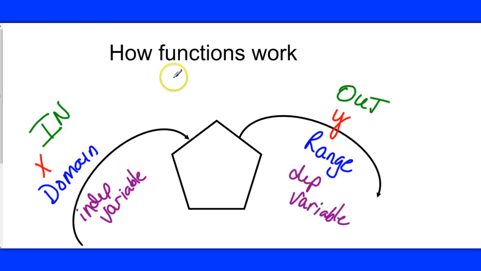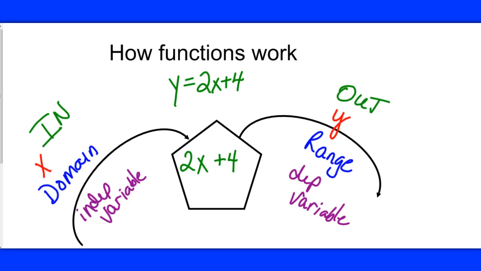So, for instance, if I say y is equal to 2x plus 4, then what happens inside here is I take whatever value for x that you put in, I multiply it by 2, and I add a 4.